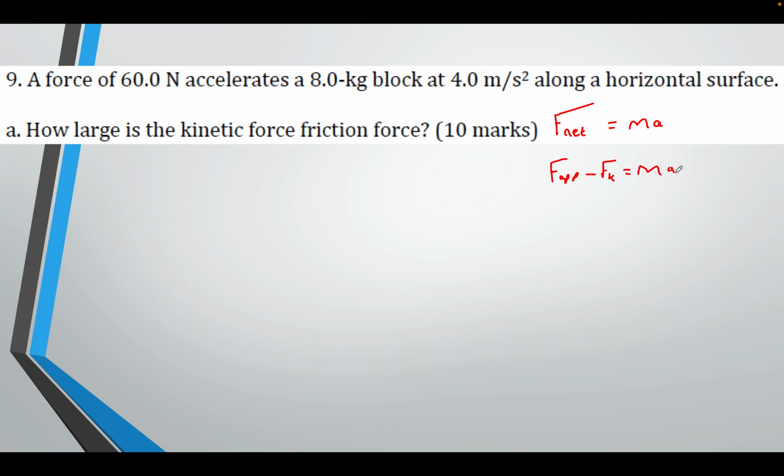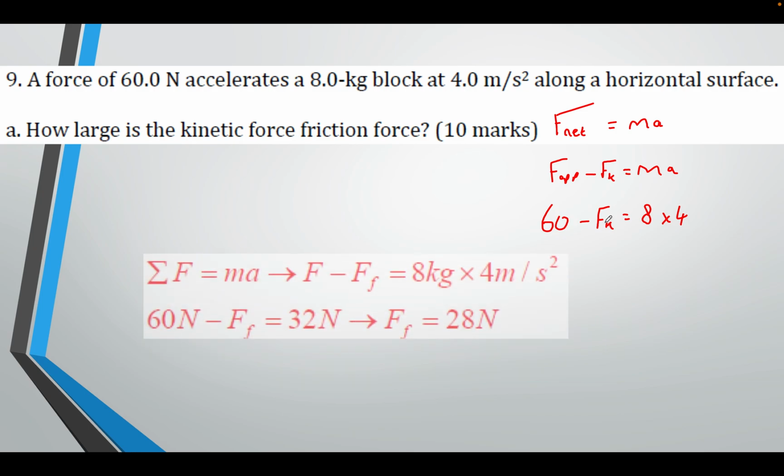We can now substitute some numbers into here. I have 60 minus Fk, which is what I'm trying to find, equals MA. That's 8 times 4. If you write this much, and at this point you use Shift Calc on your calculator, you can directly get the answer. You'll get it correct and you'll get the full marks. Don't forget to write the unit, forces in newtons.